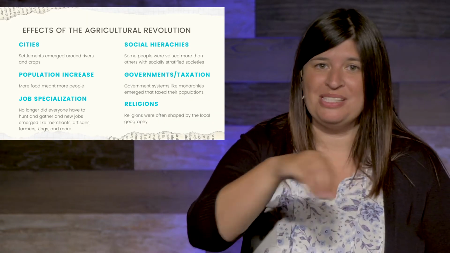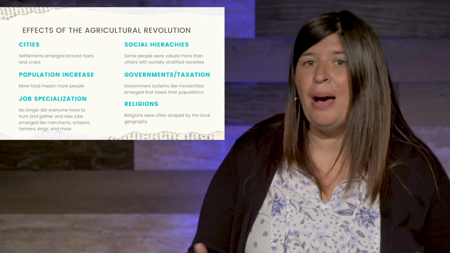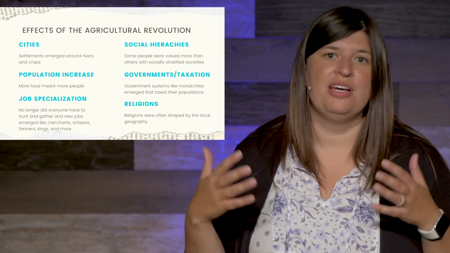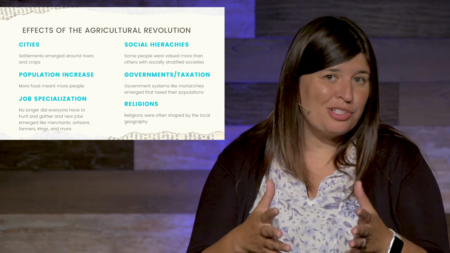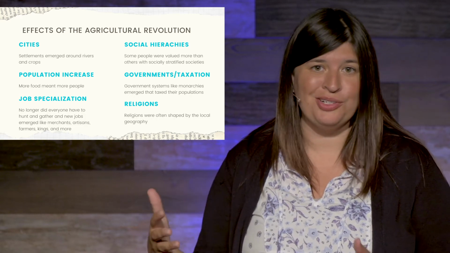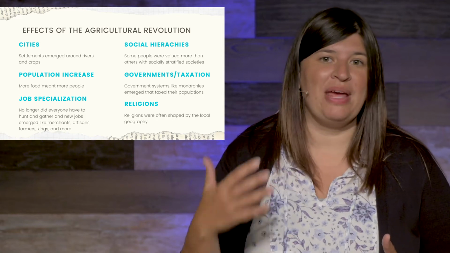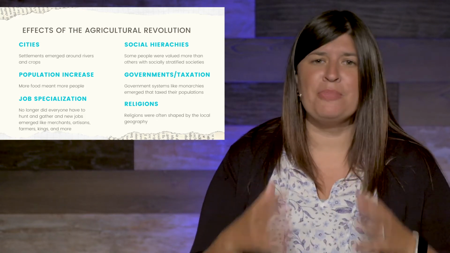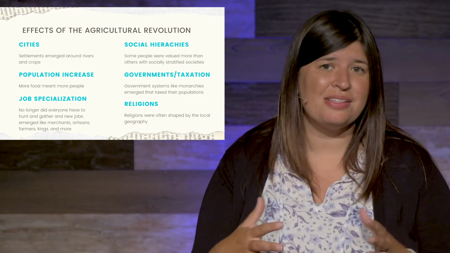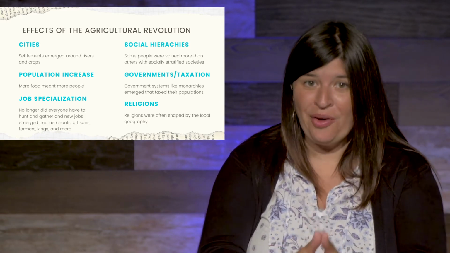Number one, it changed how people lived. There were cities. Settlements emerged where people stayed together, but where they planted their food. Roads were built. Population increased because of the surplus of food. Job specialization. Agricultural surplus meant that not everyone needed to be a hunter or a gatherer, or in this case, a farmer. Now, artisans could make art or pottery, and merchants could trade crops or excess of those crops, and new jobs appeared.